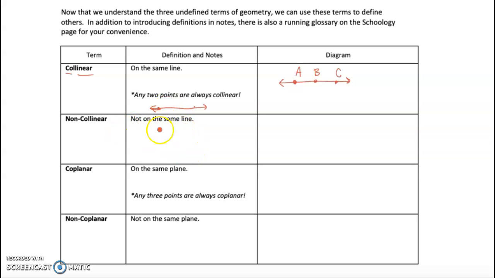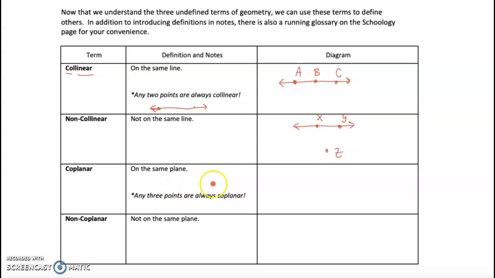Now non-collinear, of course, means not on the same line. If I wanted a diagram of that, I'll draw a line best I can here with this stylus. I'm going to put 2 points on that line, maybe X and Y. And then I'll put point Z not on that line. These 3 points are non-collinear because they are not all 3 on the same line. So you would say, hey, points X, Y, and Z are non-collinear.